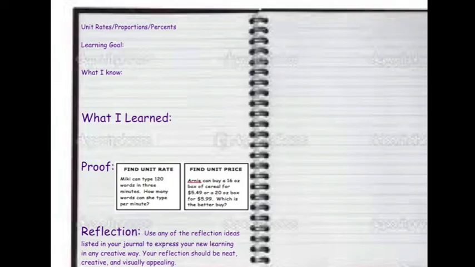Don't forget to work on your proof and be complete and thorough in your example.